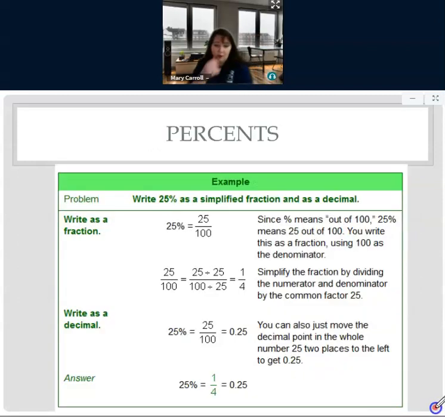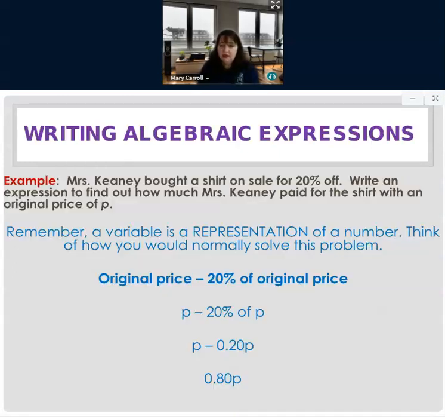Alrighty, percents. Now when we're writing a percent, we talked about this last time. 25% is 25 over 100. Hopefully this is a review for you. If I was to reduce that, I would get 1/4. Make sure you're always reducing. If I have a percent, I can write it as 25 over 100, or I can write it as a decimal of 0.25. So my answer is 25%, which equals 1/4, which also equals 0.25, okay? Just want to make sure you realize that.